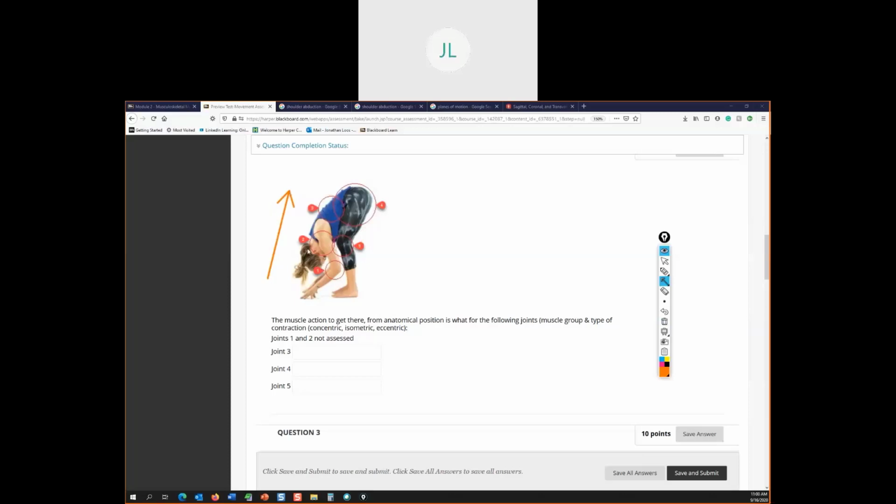So if this was asking if she went from this position back to anatomical, which muscles would be involved, it would be the exact same answer, but now instead of being eccentric actions, they would be concentric actions. Got it. Okay. Thank you.